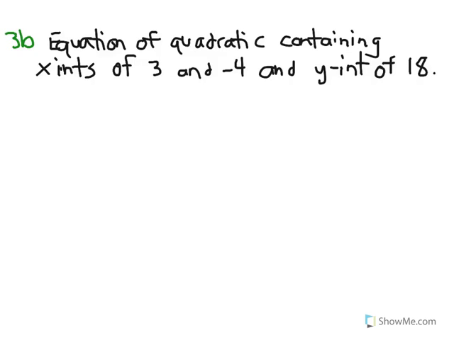Okay, here we have question 3b. Again, it's still asking us to determine an equation of a quadratic function. So let's read it. This one contains x-intercepts of 3 and -4 and a y-intercept of 18. So right off the bat, we should recognize, oh, they're telling us the x-intercepts. So that's going to tell us we want to start at least by using intercept form, which is factored form.